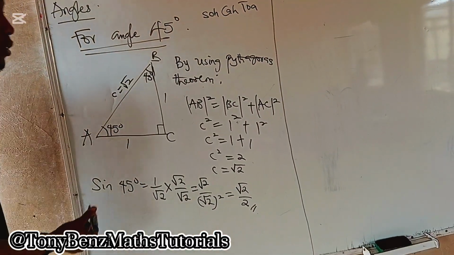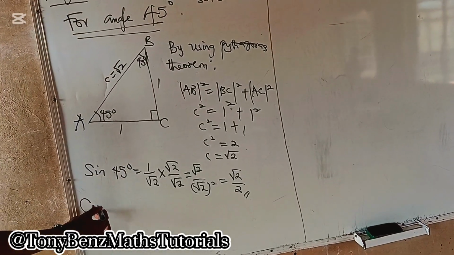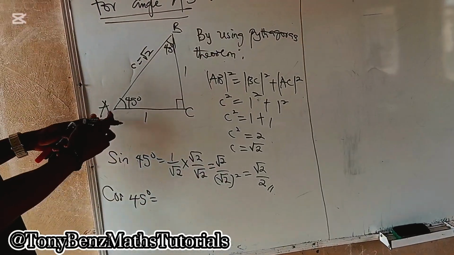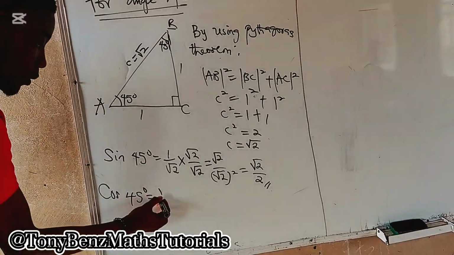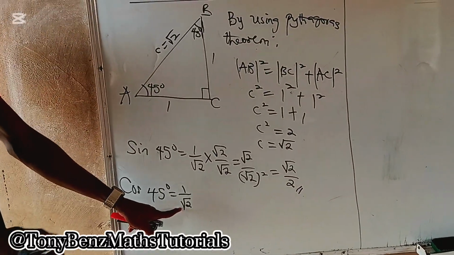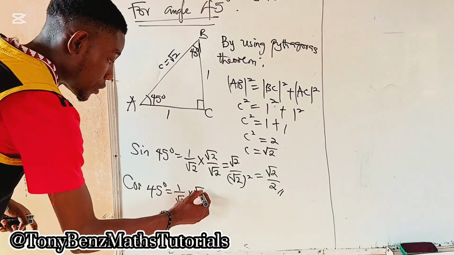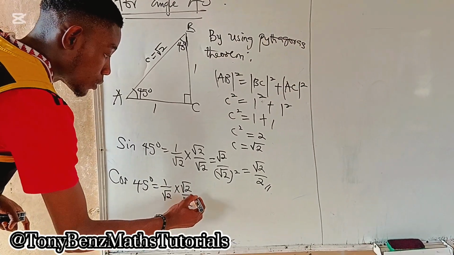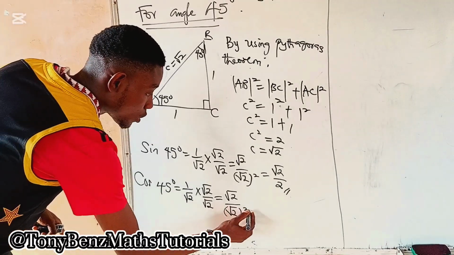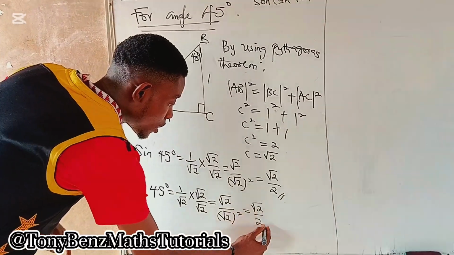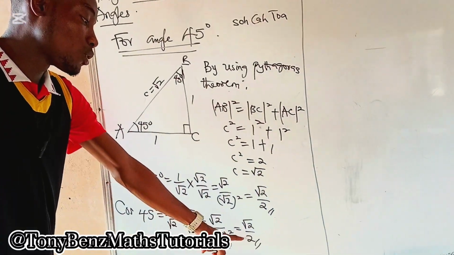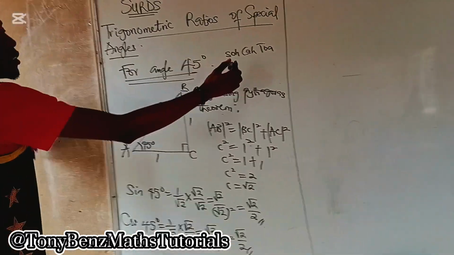So let's do justice to cos. Cos 45 degrees is adjacent over hypotenuse, which is 1 over root of 2. And we don't leave our answer with a square root in the denominator. We rationalize by multiplying by square root of 2 over square root of 2. That is the same thing as square root of 2 over square root of 2 squared, and the same thing as square root of 2 over 2. This is cos 45 degrees. You punch your calculator, this is what you get: root 2 over 2.